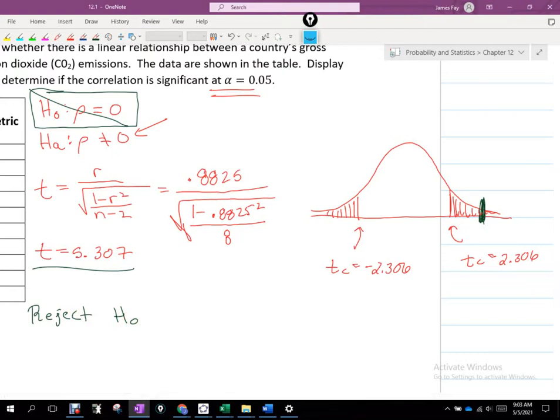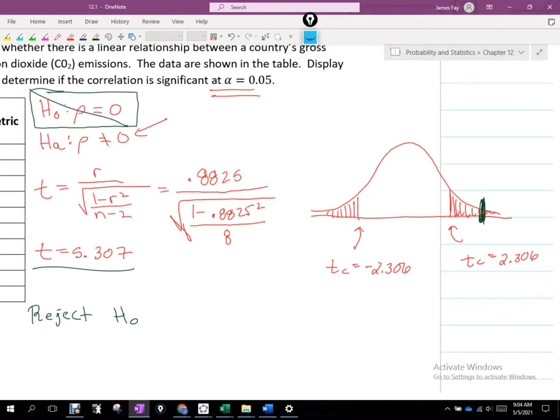Okay, which, remember what that said. If I reject a null hypothesis that establishes that there is no correlation, I'm rejecting that there is no correlation. So what am I saying? There is a correlation. Okay? We are saying here that at the 5% level of significance, there is a correlation between the independent and dependent variables. Does that make sense?